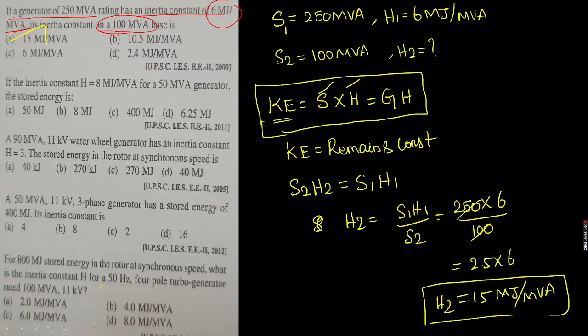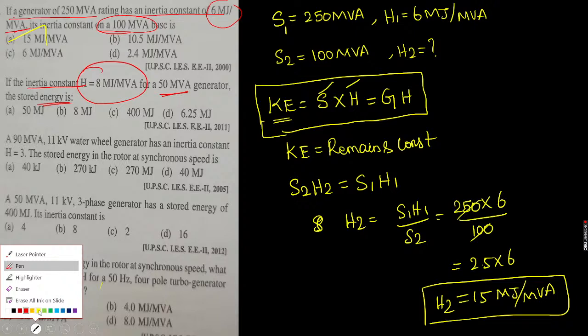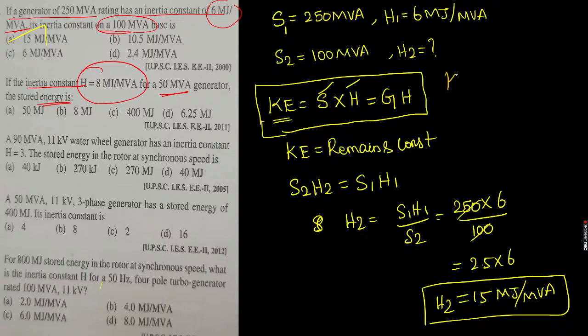Fine. The next question is: the inertia constant H equal to 8 megajoules per MVA for a 50 MVA generator. Then what is the stored energy? Just now I taught you the formula to obtain the kinetic energy. Stored energy means kinetic energy.